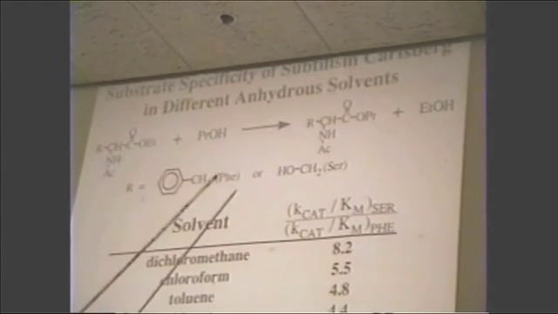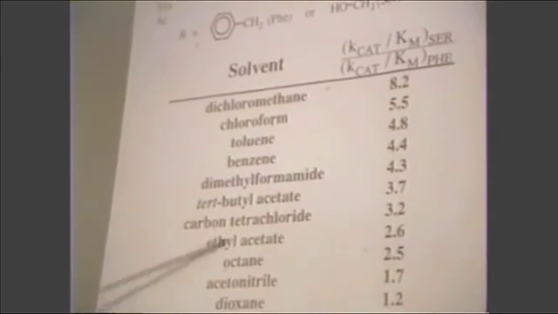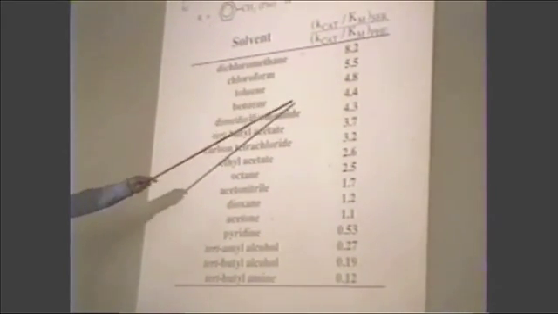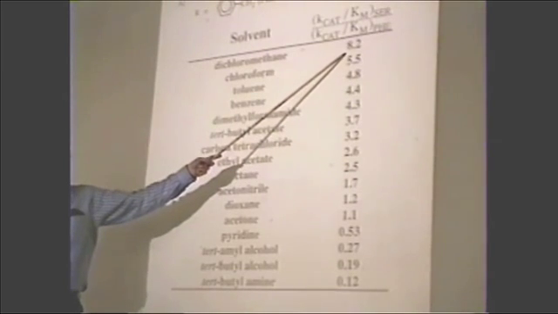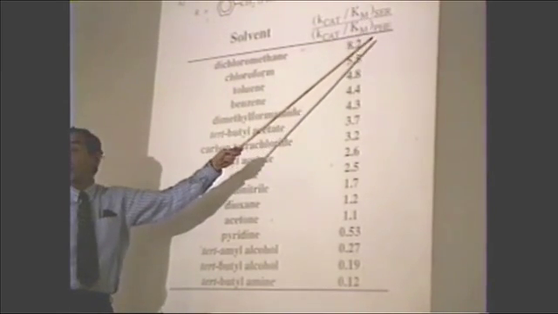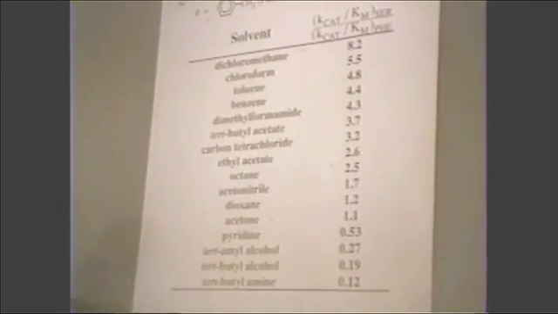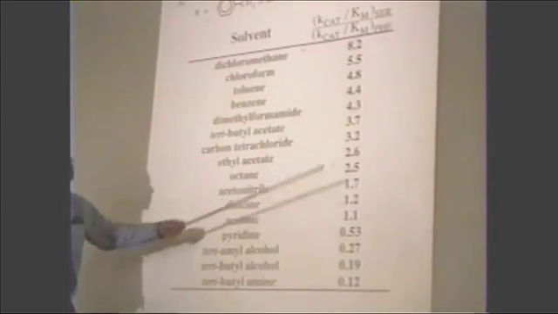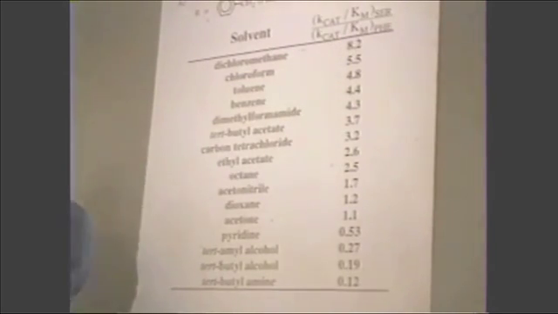So what we did, we used this enzyme to measure substrate selectivity in a number of anhydrous solvents depicted in this table. And when you take a look at the data, you see something rather striking. You see that in the solvents at the top of the table, dichloromethane, chloroform, toluene, benzene, this ratio is much greater than 1, meaning that in these solvents, serine is a much better substrate than phenylalanine. Now, if you go to the bottom of the table, say tertiary butyl alcohol, tertiary butylamine, you can see that here this ratio is actually much less than 1, meaning that in these solvents, phenylalanine is a much better substrate than serine.